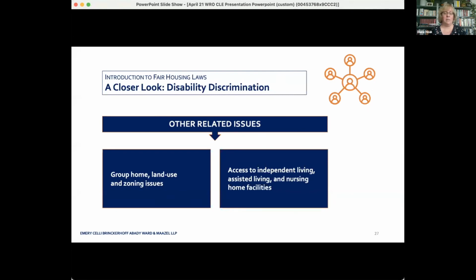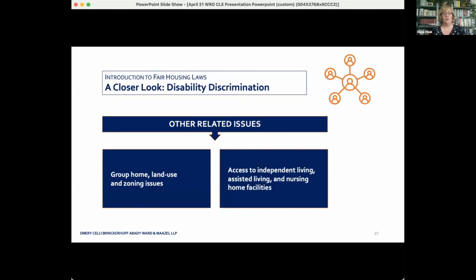Also, if the requirement is that people be employed, then individuals with rental vouchers, and perhaps disabled individuals with rental vouchers who are not able to work, would not get that initial preference. And so they may be excluded from housing that they otherwise would be economically, financially qualified for because of the rental subsidy. That could be source of income discrimination.